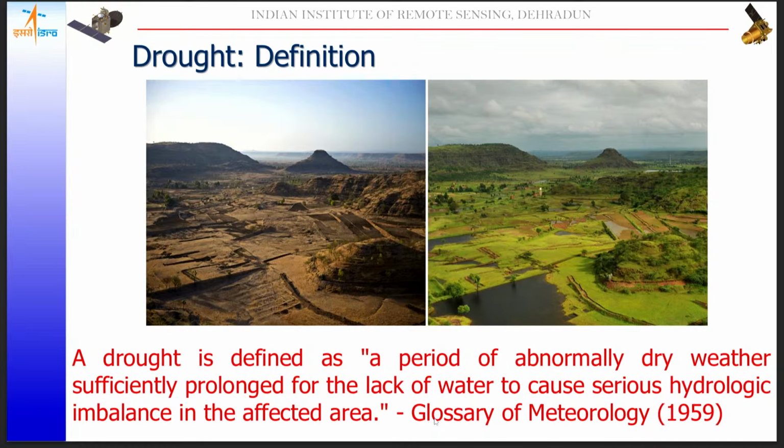Abnormal means an area which, although classified as arid or semi-arid, is not normally considered wet, although normally dry conditions are there. So when we talk about drought, it should be for abnormal dry weather conditions, region specific only, and that dryness may be sufficiently prolonged to create a situation of serious hydrological imbalance in the affected area, and that should be only and only with respect to the affected area.